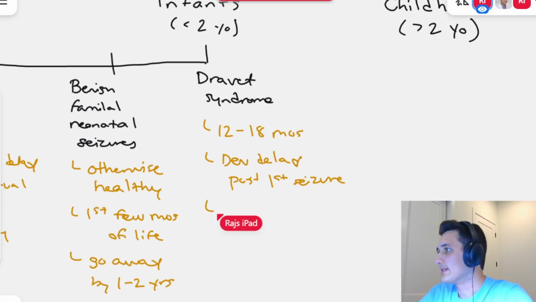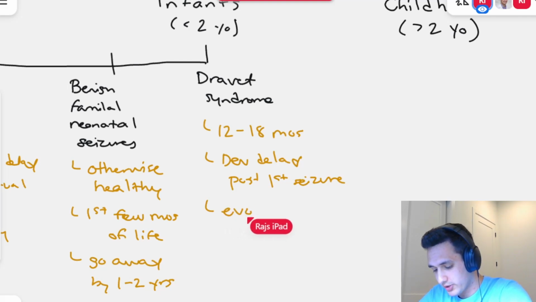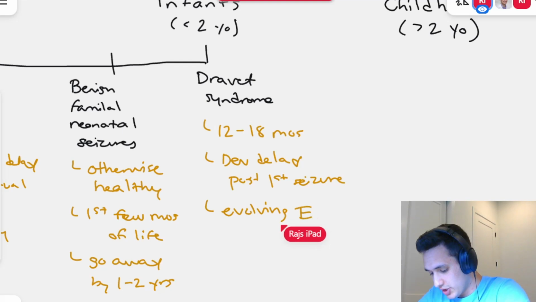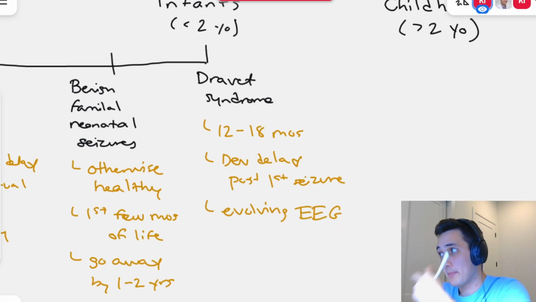The one thing that is pretty key to understanding Dravet syndrome is what's called an evolving EEG. So over time, as these kids grow into children and then teens and then adults, their EEG changes over time. So that's one thing that you might want to take note of if you're diagnosing someone with Dravet syndrome.